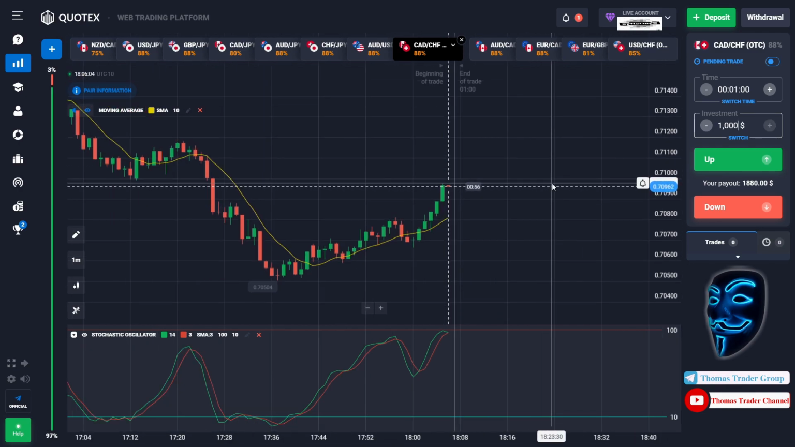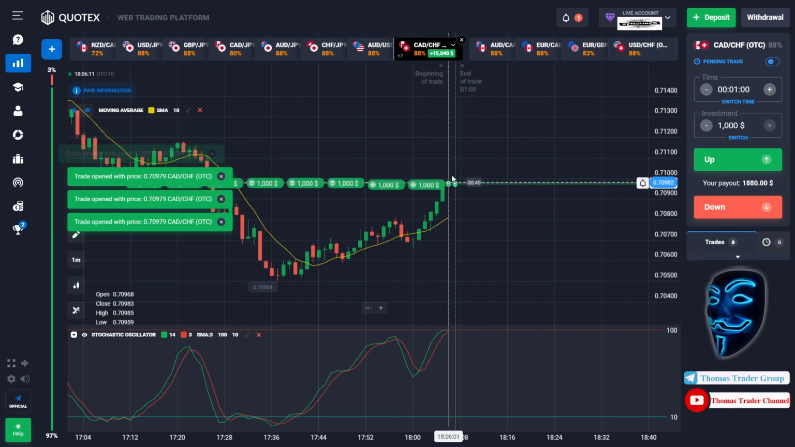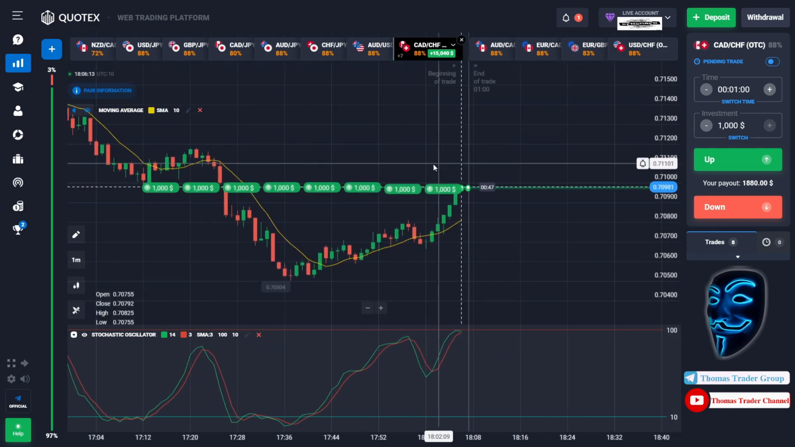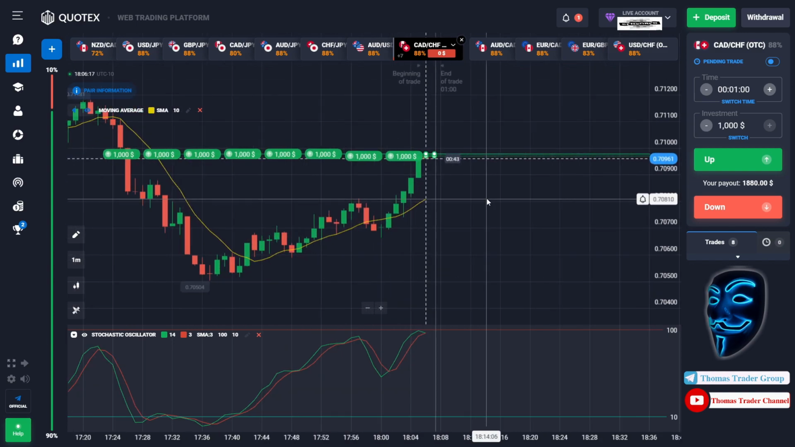And over here we still can open buy for 1 minute. We will open 8 positions of $1,000. Because this is a strong bullish trend, I'm sure that the market will still continue the bullish trend. Let's prove it and let's wait till the end of our trade.